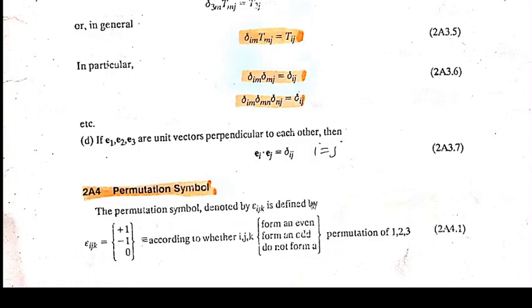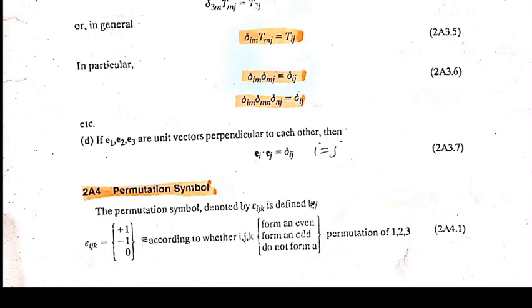Now in this case, we have three indices i, j and k, and we are defining that this permutation symbol has three values: plus 1, minus 1 or 0. Like delta has two values, plus 1 or 0, it has three values: plus 1, minus 1 and 0.